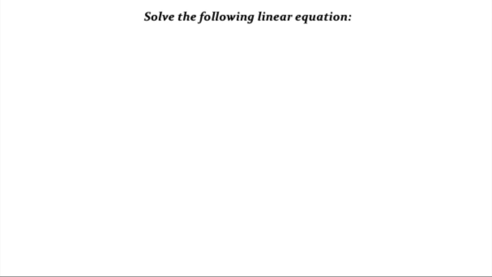Let me break it down into two parts. We have two words in linear equation: linear and equation. Linear is an adjective coming from the word line. Another way to say linear is basically a straight line. That's linear, a straight line.